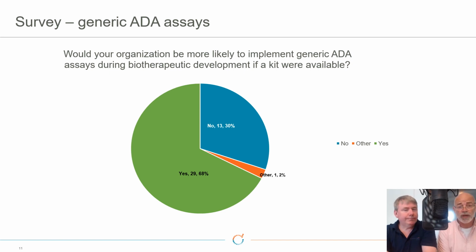In this question, the question was, would your organization be more likely to implement a generic ADA assay during biotherapeutic development if a kit were available? And you can see quite a large majority of people would. So this gives us confidence that having a generic, off-the-shelf option for our customers to use would be a good option. Yeah, I think this really gave us confidence that a Gyrolab generic ADA assay would be important. Yeah.